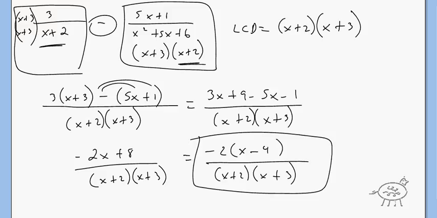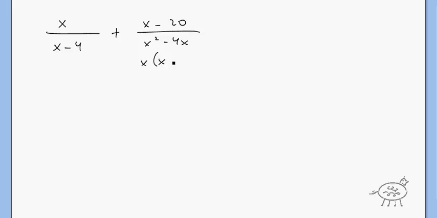All right. Let's keep going with another example. Hope you guys are getting this. x over x minus 4 plus x minus 20 over x squared minus 4x. First step, factor. Factor out x. x times x minus 4. LCD equals x times x minus 4. Right? They have something in common, and then you have that extra x left over.